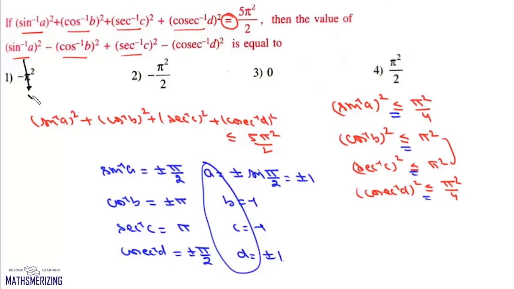So this value is pi square by 4 minus pi square plus pi square and then minus pi square by 4, which is nothing but 0. And that is the answer to this question. Now there'll be questions where we'll need to use domain of trigonometric inverse functions also.